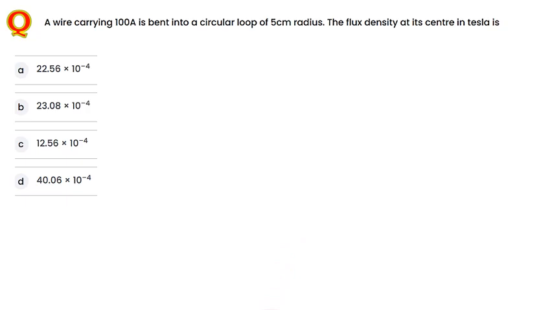As we know, the magnetic induction formula here is B equal to mu naught I divided by 2R, and if you are having n number of turns, you can mention it here as n. Here mu naught value is 4 pi into 10 power minus 7, and the current they have given is 100 ampere, divided by 2 into radius, which is 5 centimeter, that is 5 into 10 power minus 2.